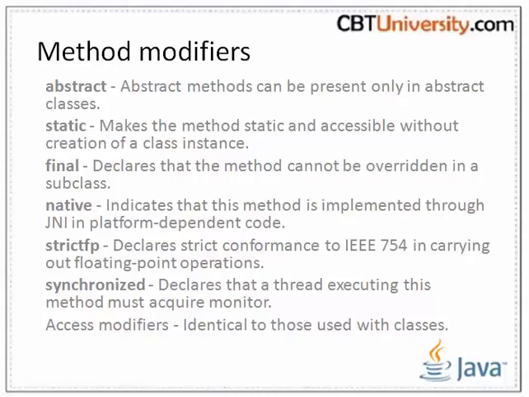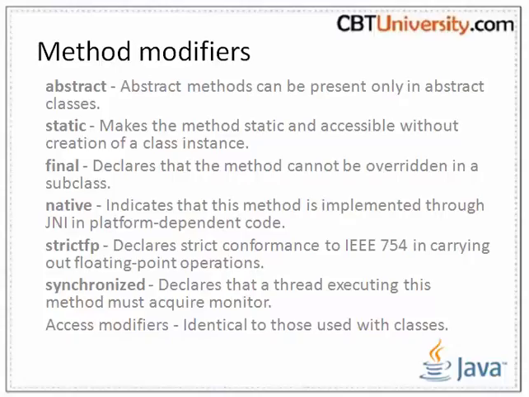Abstract methods can be present only in abstract classes. Such methods have no body and must be overridden in a class unless it is abstract itself. Static. It makes the method static and accessible without creation of a class instance. However, static methods cannot access non-static members in the same class. Final. This declares that a method cannot be overridden in a subclass. Native. This indicates that this method is implemented through JNI in platform-dependent code. Actual implementation happens outside Java code, and such methods have no body.